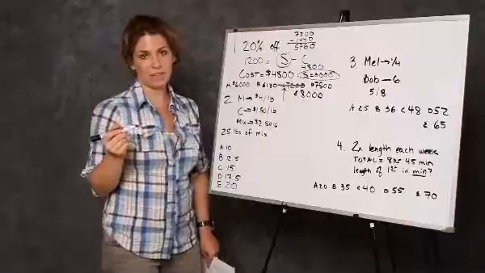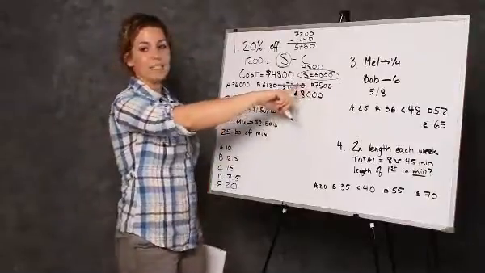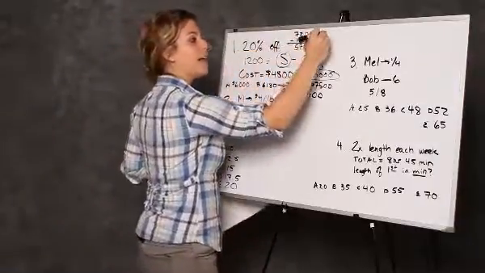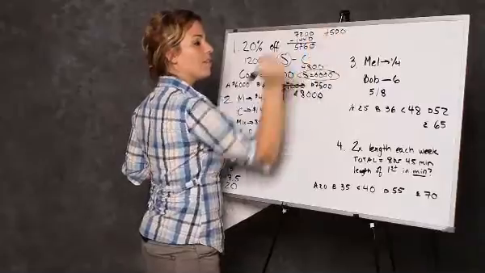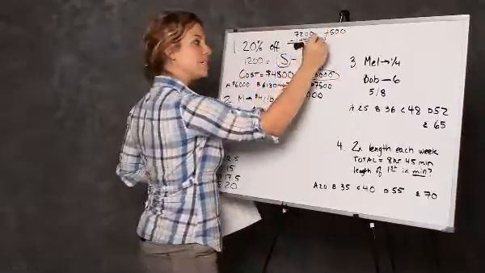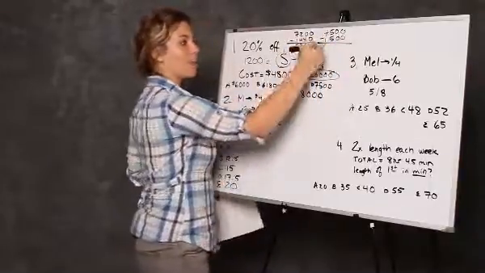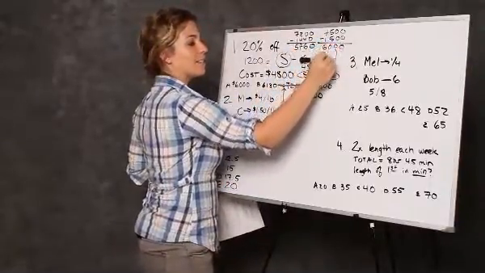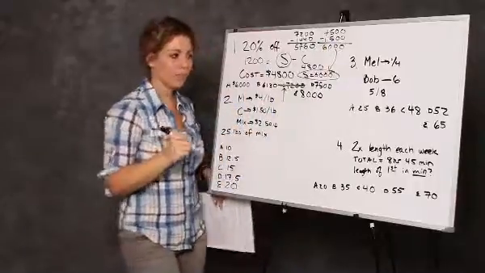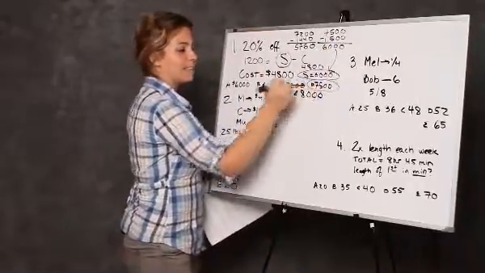We're going to move on to D, which is 7,500. So D says 7,500, and if we do 20% of 7,500, that gives us 1,500. Subtract, and we get 6,000. Which is exactly what we were looking for, and D is our answer.